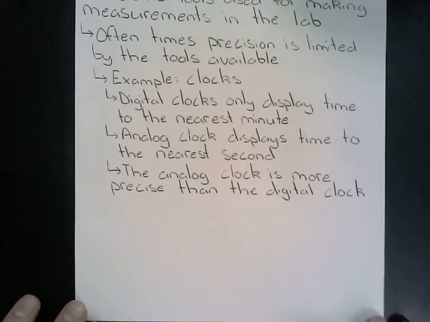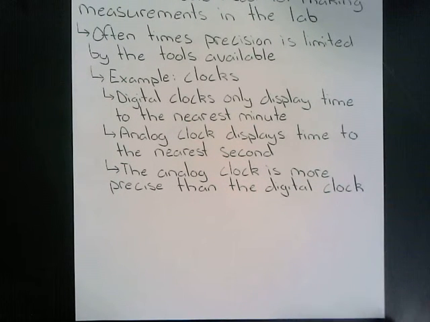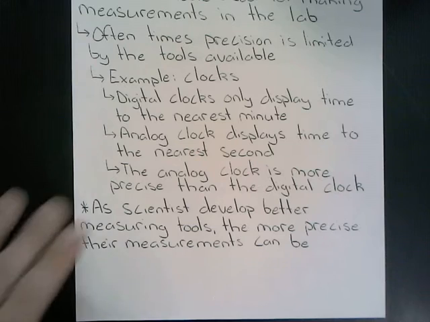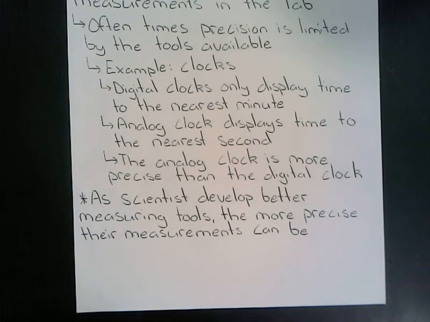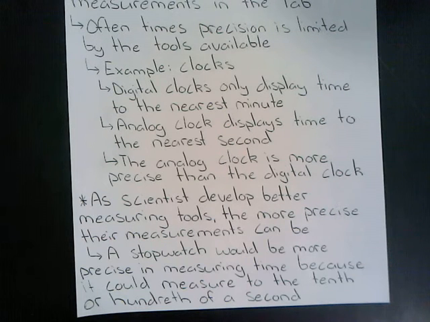So a key takeaway from all of this is as follows. As scientists develop better measuring tools, the more precise their measurements can be. Sticking with our clock example, a stopwatch would be much more precise because it could measure to the nearest tenth or hundredth of a second. Okay, so we now know that significant digits or significant figures are related to the precision of our measuring tool, but now we need to see this in actual application. So let's take this into an example of a measurement using a ruler.